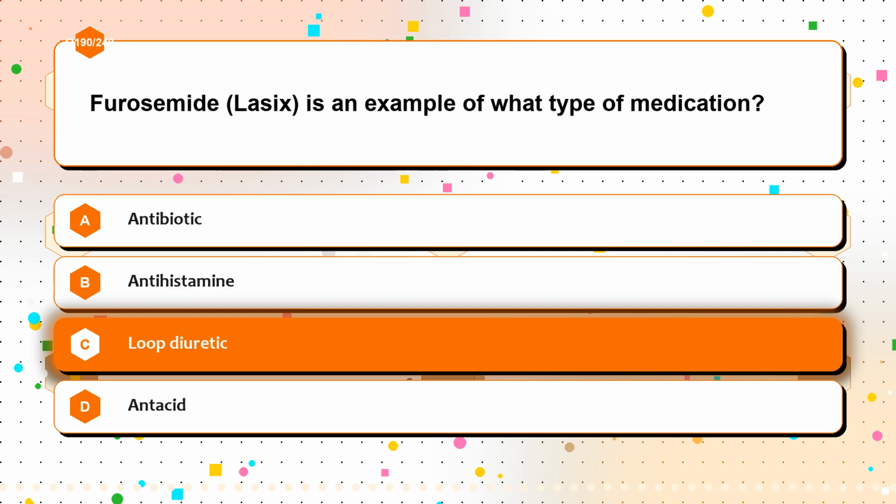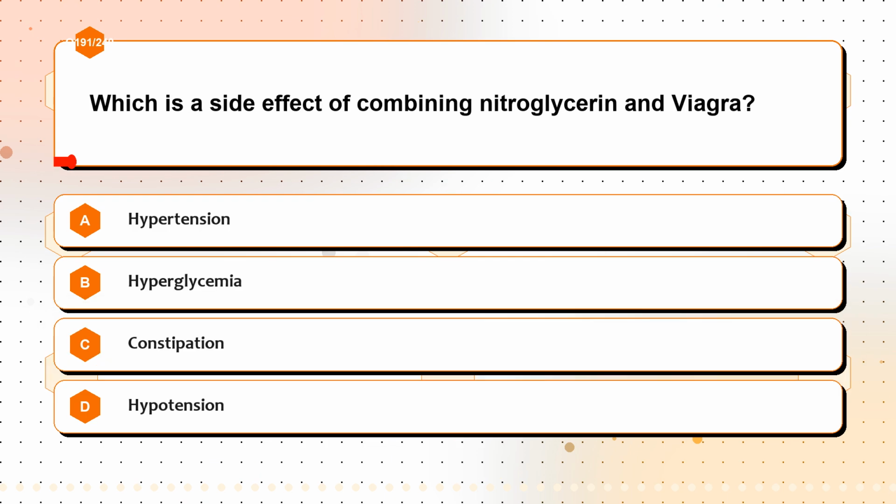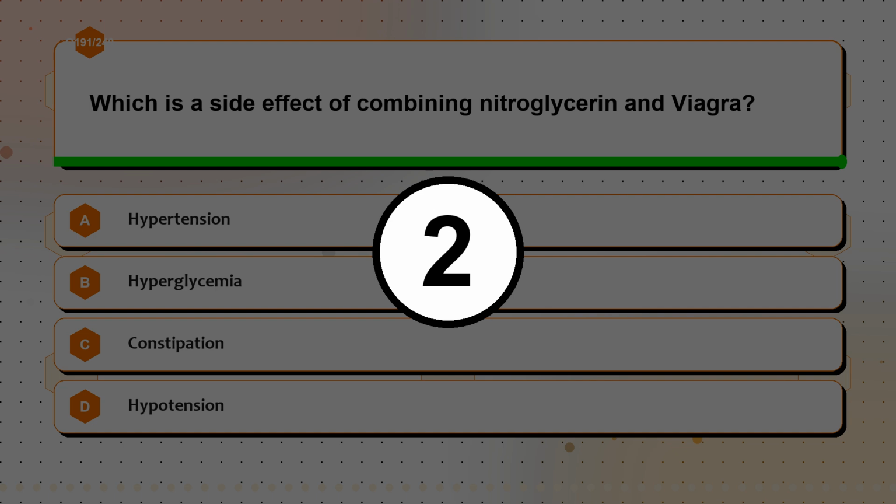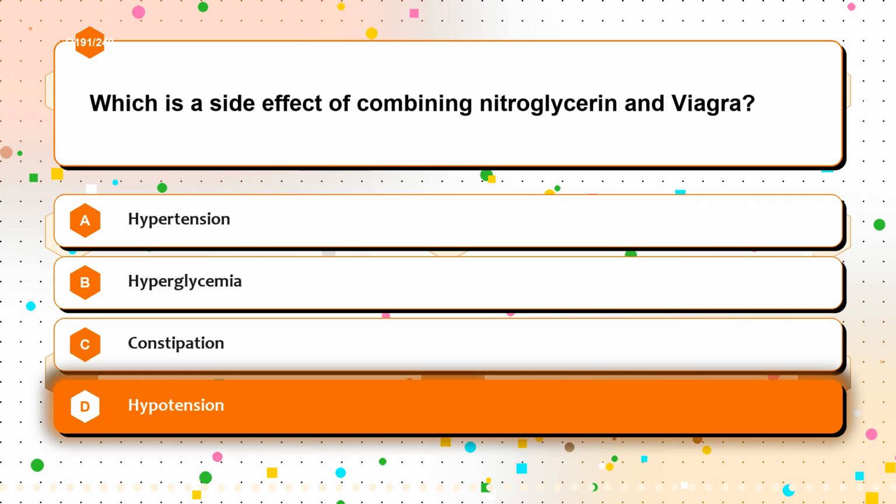The correct answer is option C, loop diuretic. Question 191. Which is a side effect of combining nitroglycerin and Viagra? Here are the options. Option A, hypertension. Option B, hyperglycemia. Option C, constipation. Option D, hypotension. The correct answer is option D, hypotension.